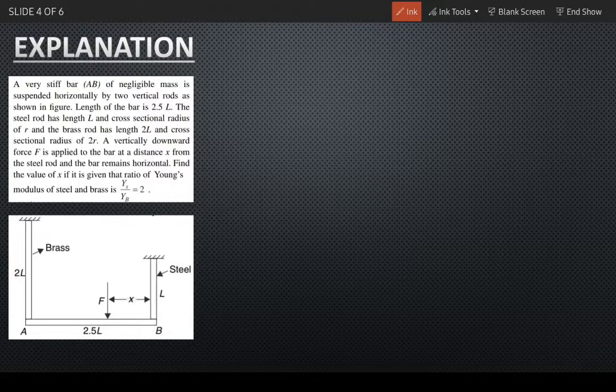Now we are told to find the value of X, which could be found by using the given ratio of the Young's modulus of steel. We need to see that the question demands the bar remaining horizontal. The bar will remain horizontal only if the extensions in the two rods become equal. This is the major part of the question. The concept should be used in a proper way.